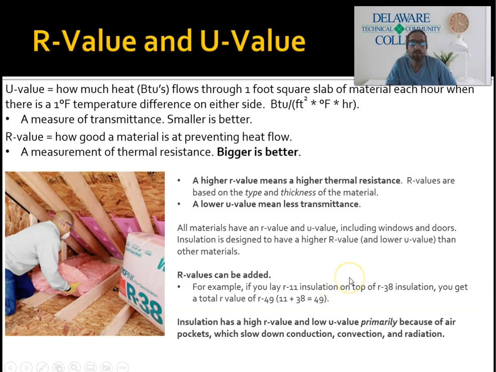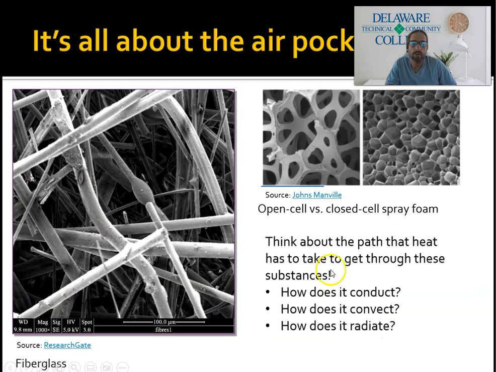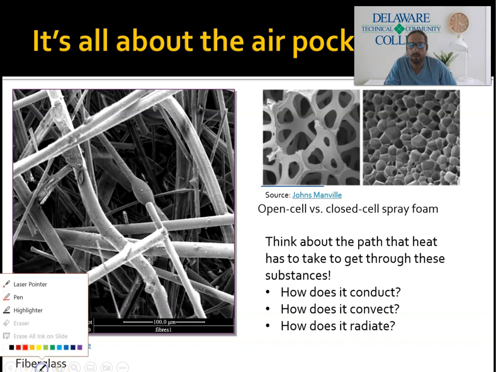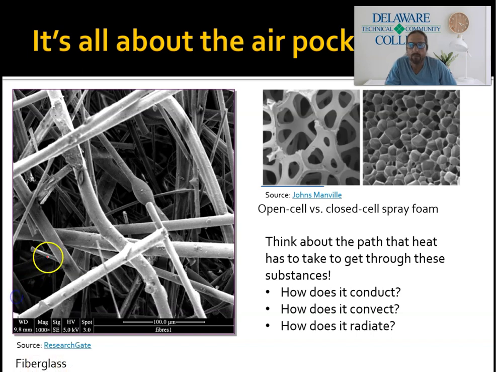And I'll just briefly go into how insulation prevents heat movement or reduces heat movement here. And it's really all about air pockets. This is just kind of an FYI. We'll go over different types of insulation later. But this image on the left is an electron microscope scan, close-up scan of fiberglass insulation. And here's a spray foam insulation close-up. And so briefly, here's how this prevents heat flow.